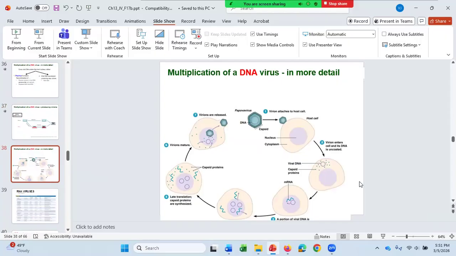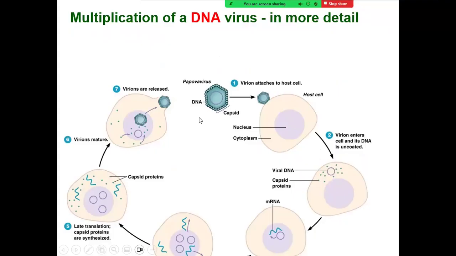So, multiplication of the DNA virus in more detail. Let me blow this slide up. The virus can attach to the host cell membrane and then can enter the cell either by fusion of the virus envelope, if it has an envelope, to the cell membrane, or if it doesn't have an envelope or it doesn't fuse, the virus can enter the cell by endocytosis. The virus will be then released.